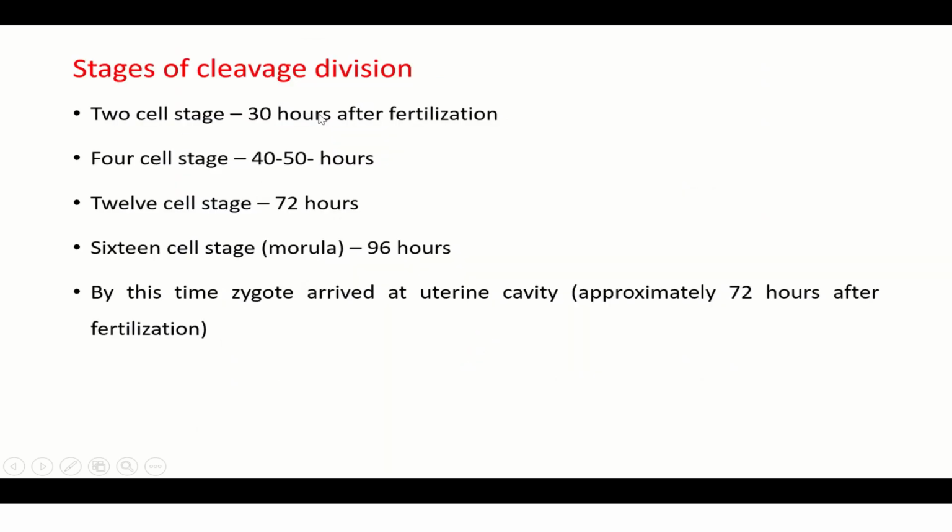Stages of cleavage division: the 2 cell stage is at 30 hours after fertilization, the 4 cell stage is seen 40 to 50 hours after fertilization, and the 12 cell stage is seen 72 hours after fertilization. It is after this that the zygote reaches the uterine cavity. Still it is covered by the zona pellucida. The 16 cell stage is called the morula, which is seen around 96 hours after fertilization.